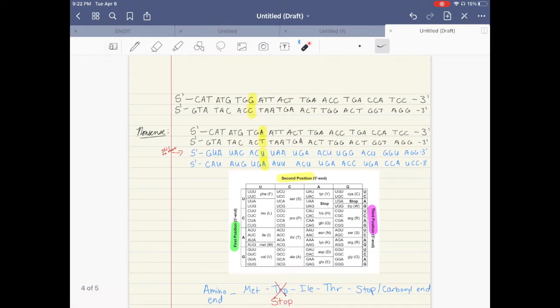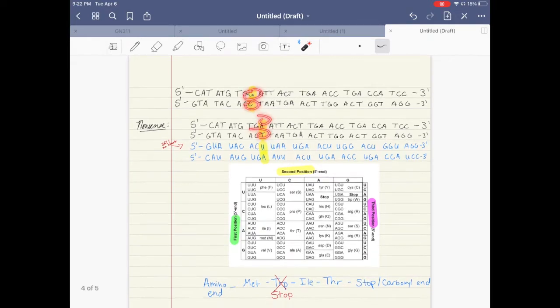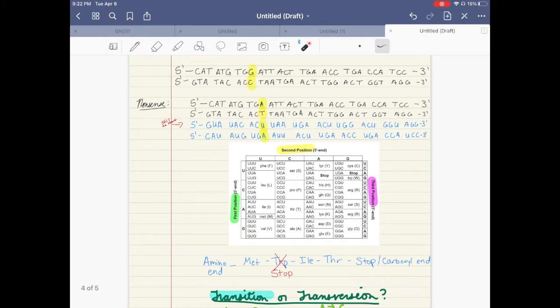So then with nonsense mutations, what's going to happen is there's a point mutation that causes an early stop. So we have a G to an A and a C to a T, which is a transition. So in this case, when we look at UGA, we do have the start here at AUG. When we look at UGA as the next one, since this A has been changed, UGA is now a stop. So we have a nonsense mutation.